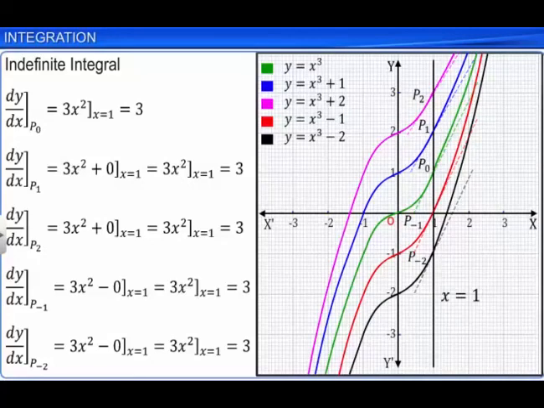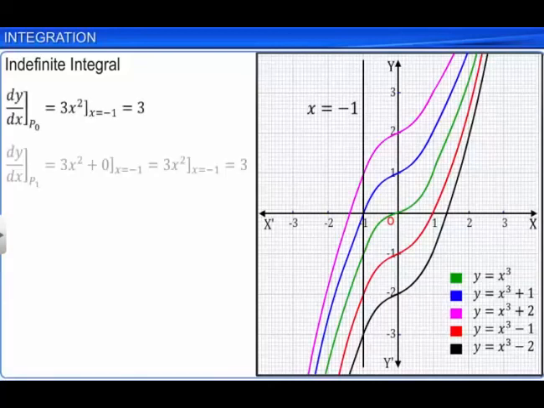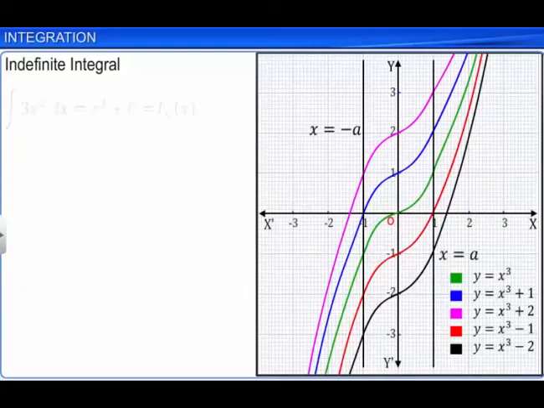In a similar way, if the line intersects the curves at x is equal to minus 1, then, in this case also, we can see that the derivatives at the points are equal to each other. Also, the tangents drawn at these points are parallel to each other. Thus, integral of 3x squared dx is equal to x cubed plus c. Let us denote this by f subscript c of x at the points of intersection of the curves by the line x is equal to a, where a belongs to R.